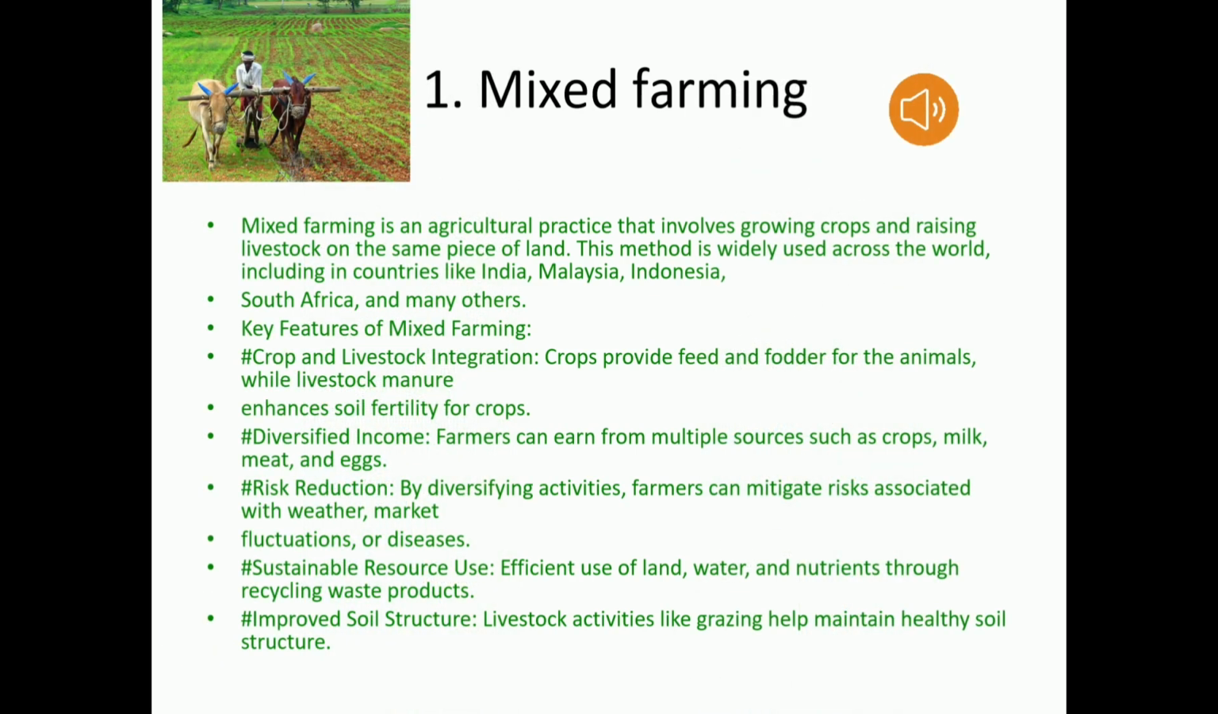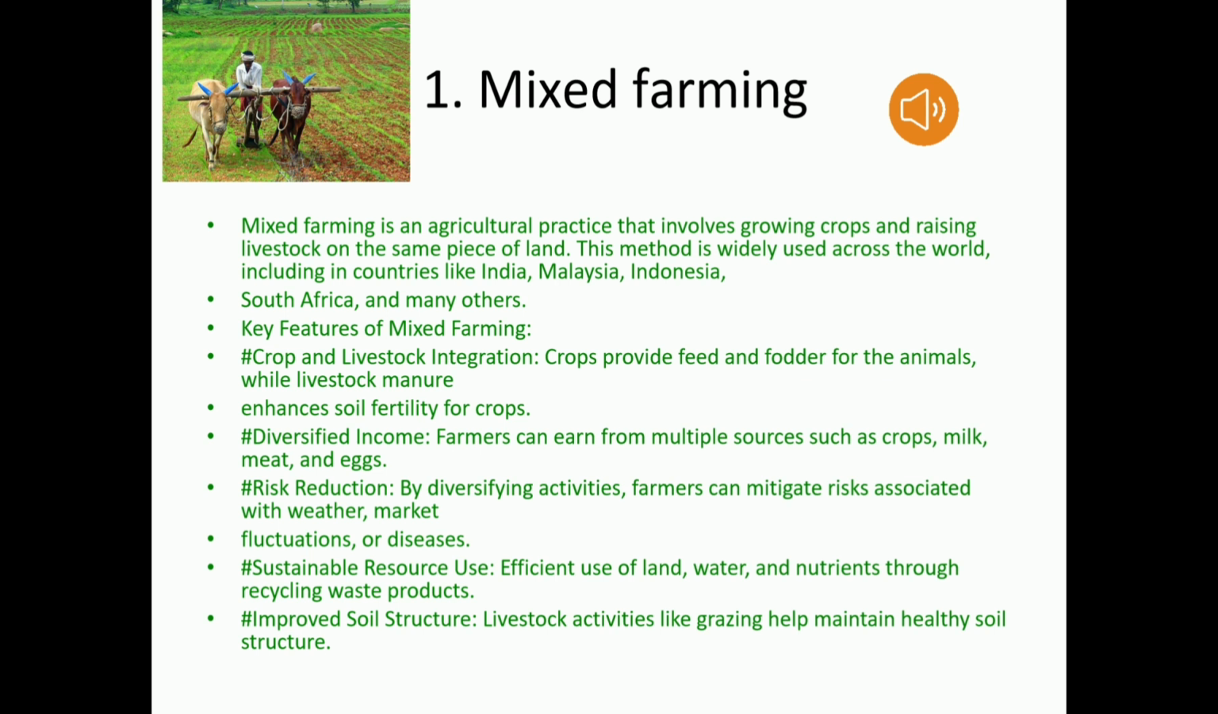Mixed farming. Mixed farming is an agricultural practice that involves growing crops and raising livestock on the same piece of land. This method is widely used across the world, including in countries like India, Malaysia, Indonesia, South Africa, and many others. Key points of mixed farming.